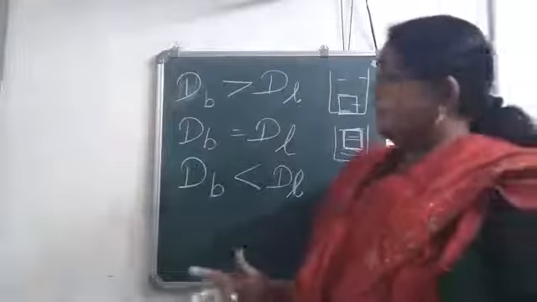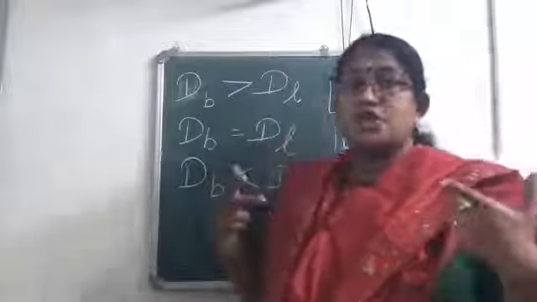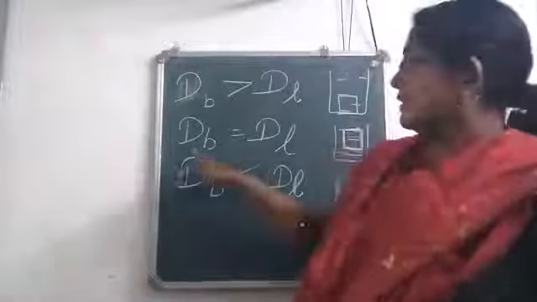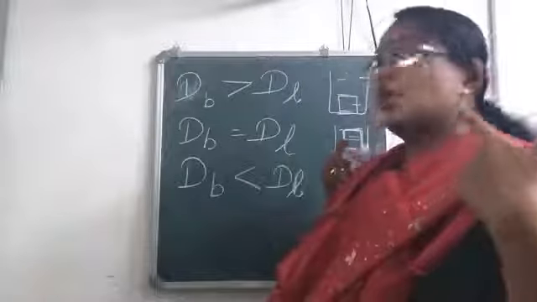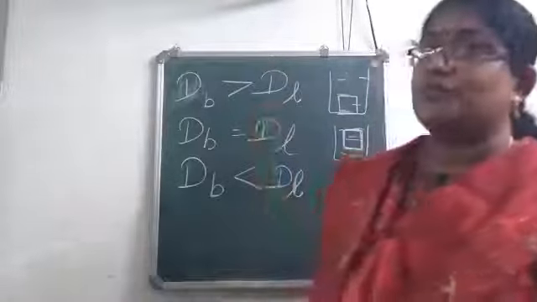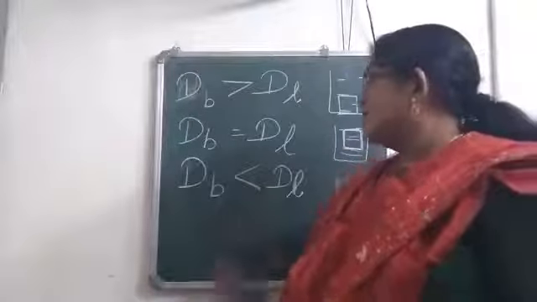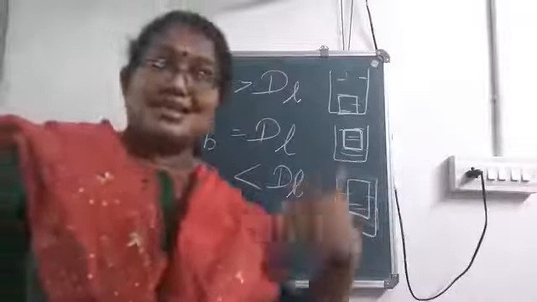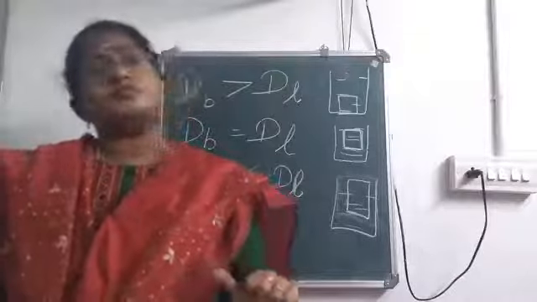Once again, when the density of a body is greater than the density of the liquid in which it is immersed, the body will sink. If the density of the body is equal to the density of the liquid, the body will float with the entire portion of the body under the water surface. If the density of the body is less than the density of the liquid, then the body will float with some part of the body above the water surface and some part below the water surface. Is it clear?